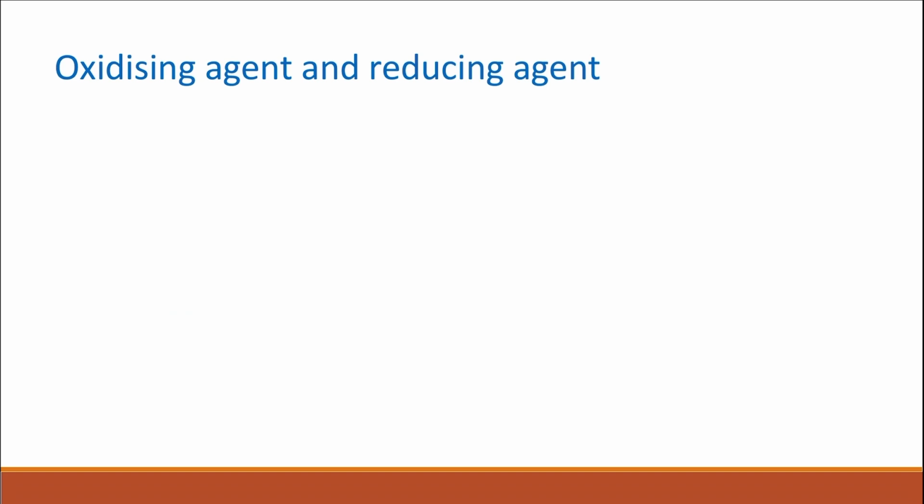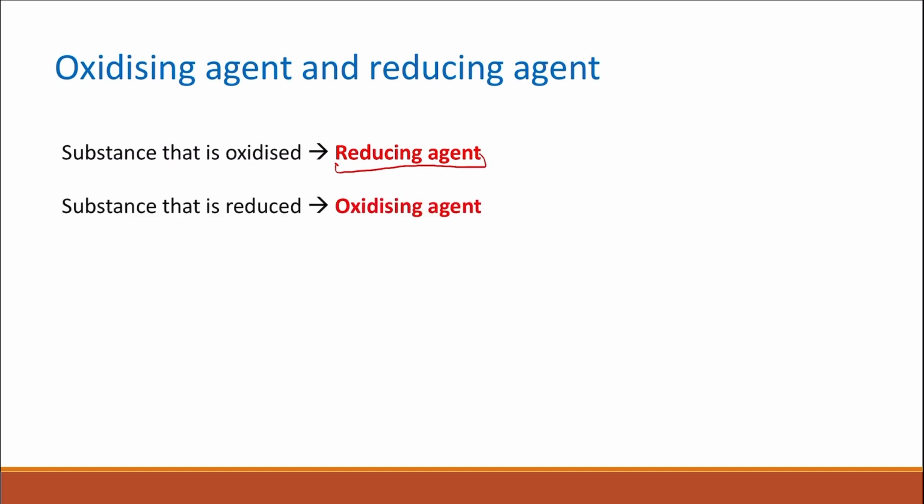And as we are talking about oxidation and reduction, we need to know that there is something called oxidizing agent and reducing agent. The substance that is oxidized in the reaction is called the reducing agent because it's going to reduce the other substance. And the substance that is reduced is going to be called the oxidizing agent because it's going to oxidize the other substance.